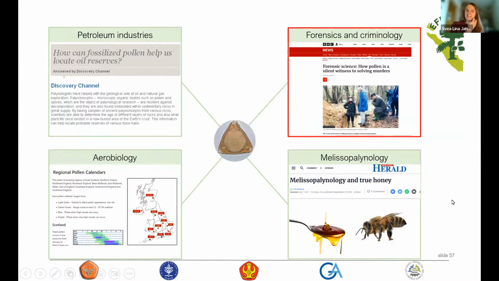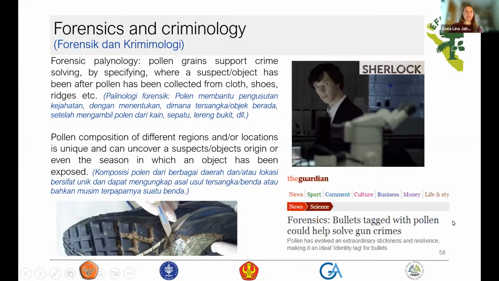Yes, then one field that I'm always quite intrigued with is forensics and criminology, where we can use pollen as well. So actually, forensic palynology majorly uses pollen grains to support crime solving by specifying where a subject or an object has come from, after the pollen has been collected from cloth or, for example, shoe ridges, as you can see in the picture below, or just the skin. So we can sample pollen from there.